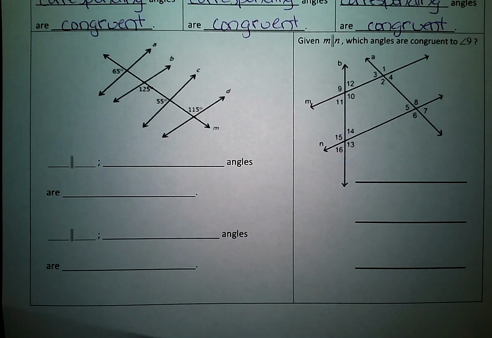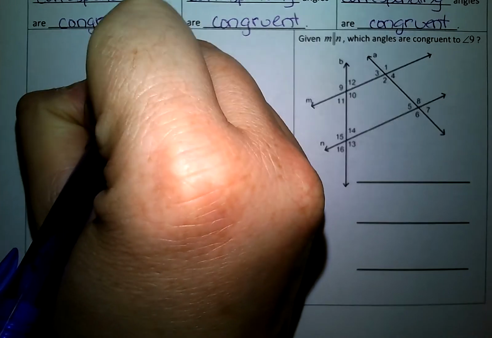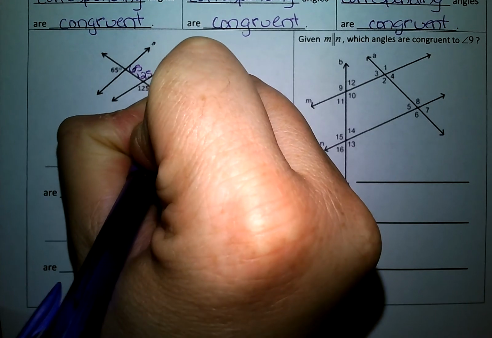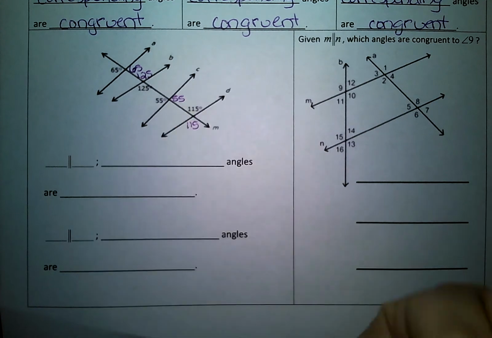Our fourth example is a bit tricky. I'm going to follow the same technique I've followed previously. I'm going to mark every vertical angle, 65, 125, 55 degrees, 115 degrees, and I'm going to find every linear pair.